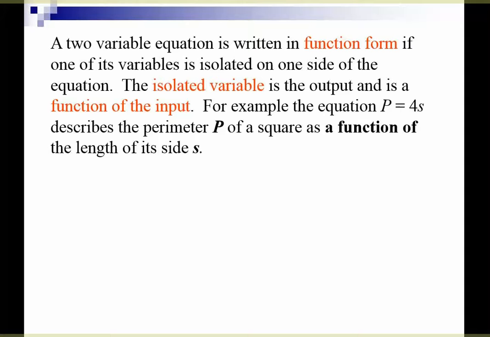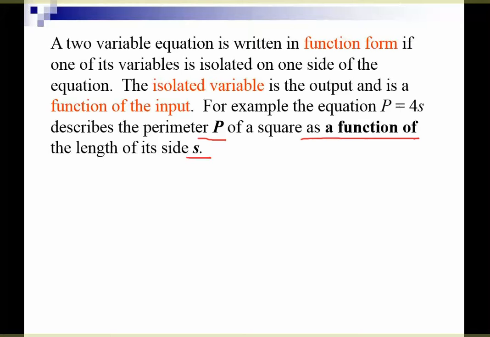That's P equals 4 times S. Perimeter equals 4 times the side length. In a square, all of the sides are the same. You could add them up, side plus side plus side plus side, or we just say 4 times the side length. So P equals 4S. Now notice, the language we're going to use here is we'd say that this formula describes the perimeter P of a square as a function of its side length S. So P as a function of S.